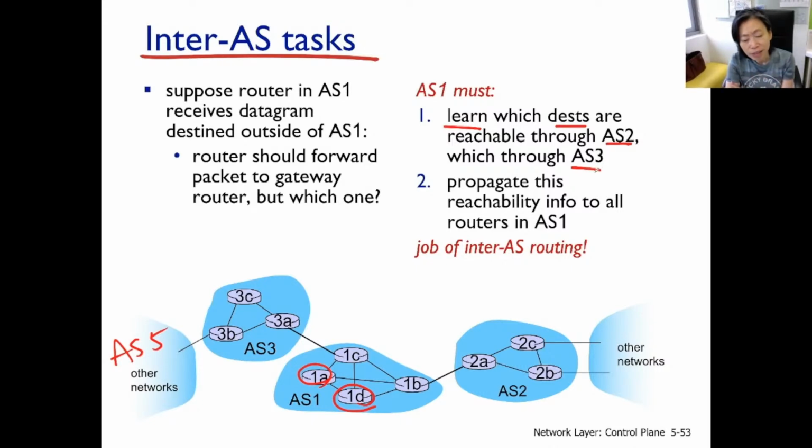And how does 1D and 1A learn? Well, 1C and 1B do participate in inter-AS routing. So inter-AS routing will then propagate this AS path information to all routers inside AS1. And so propagation of the AS path, just like computation of the inter-AS path, would also be part of the job of inter-AS routing.